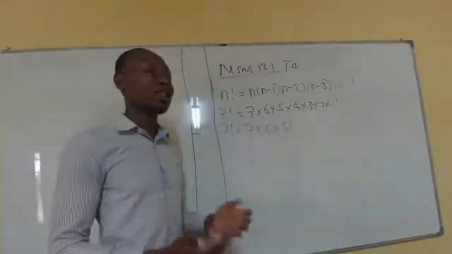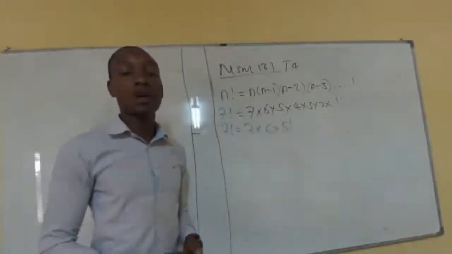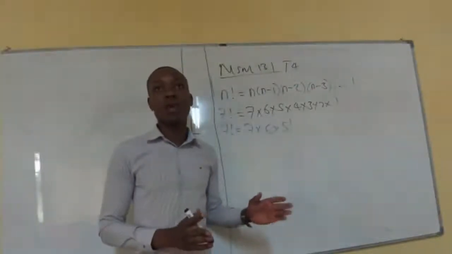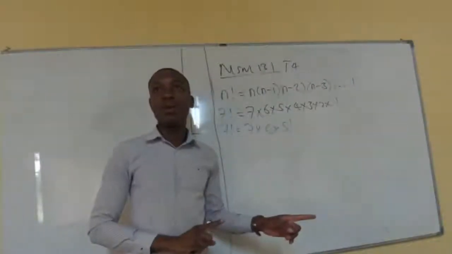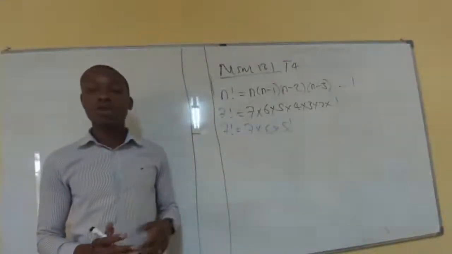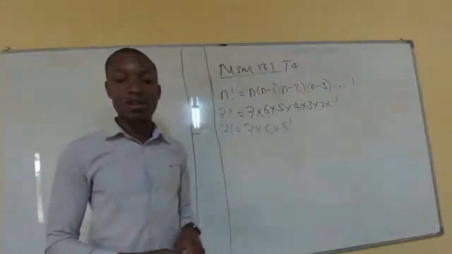But there are certain instances, especially whenever we're applying it to the binomial, where we really do not need to expand all the way down. This is why you notice that usually we don't go as far as reaching 1.